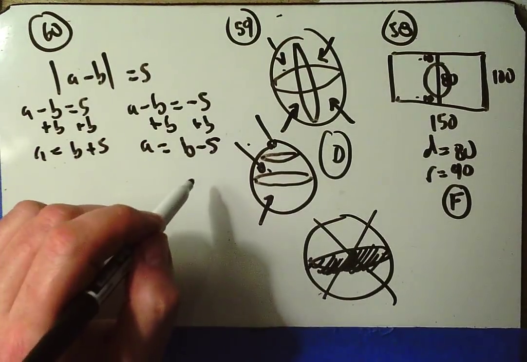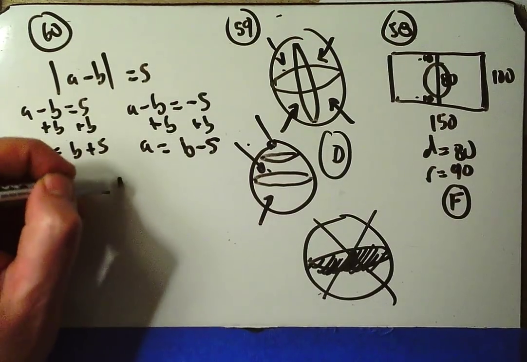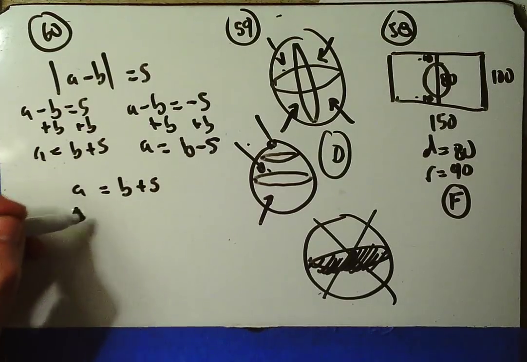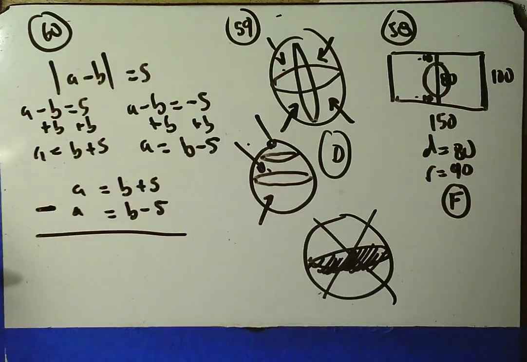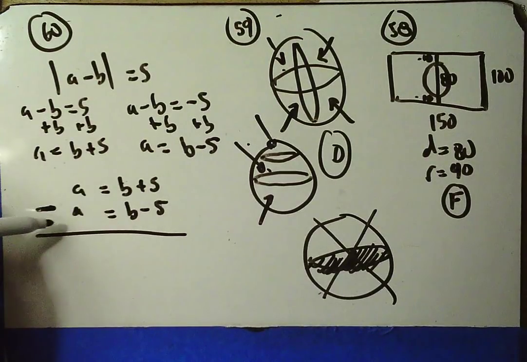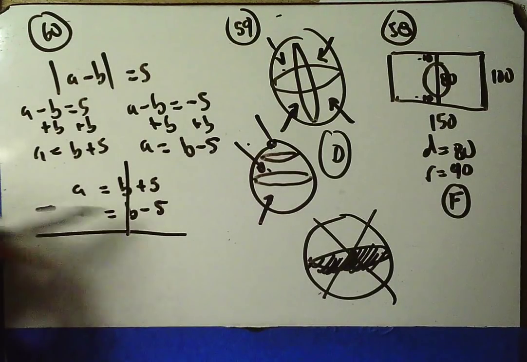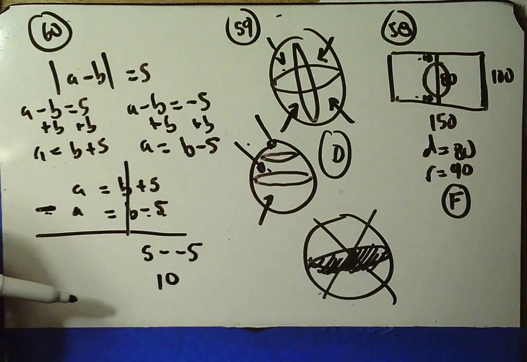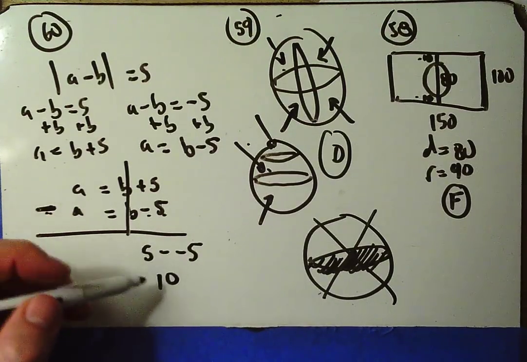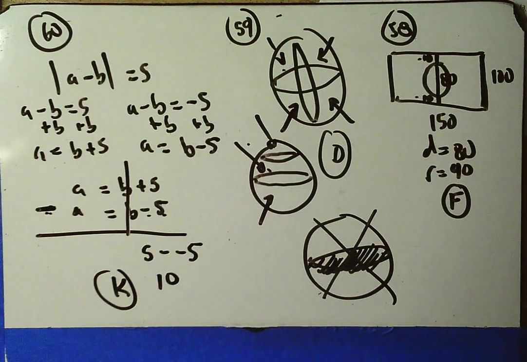Now it says what's the difference between these 2 solutions? So one of the solutions was this one, and the other was this one, and I want to know the difference between them. So B minus B, well, that cancels the B's, and 5 minus a negative 5 is 10. The positive difference between these two solutions is 10, and that corresponds with choice K. Choice K for problem number 60, our last problem.